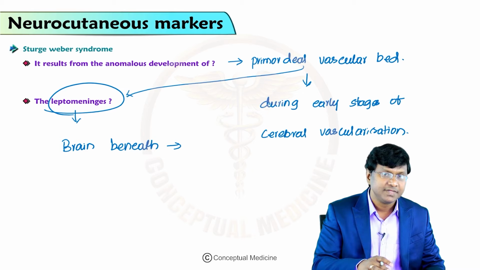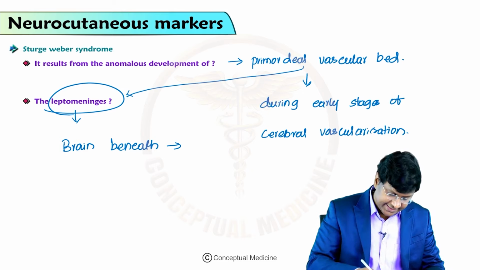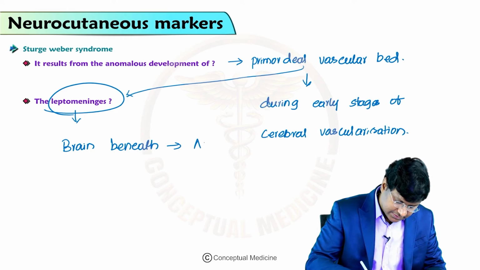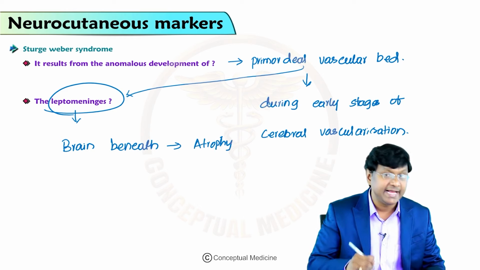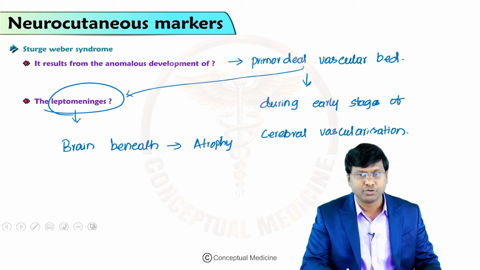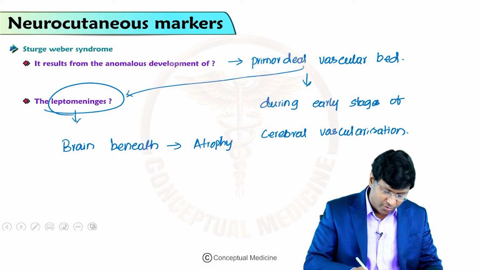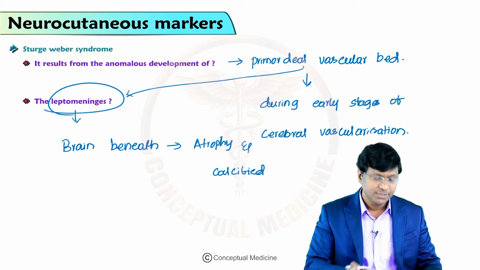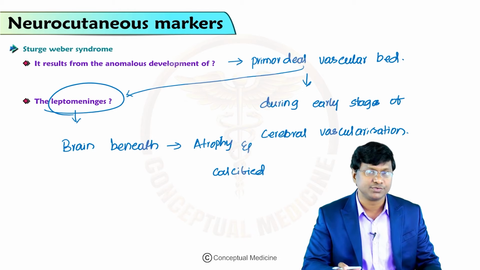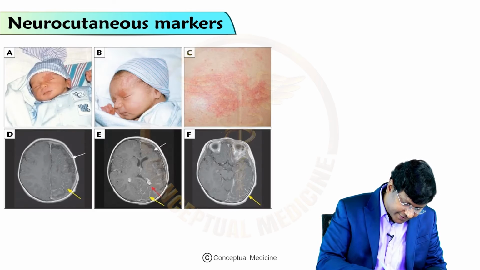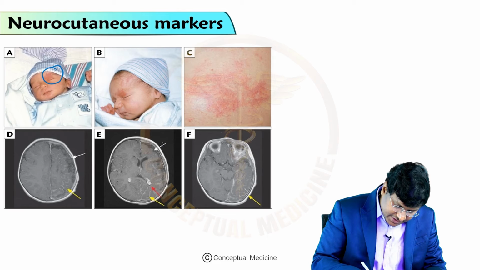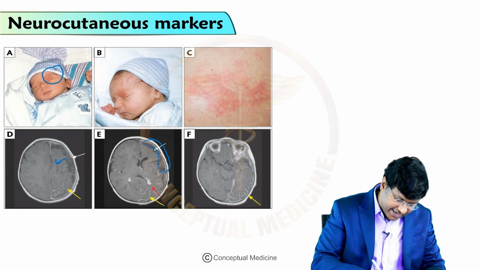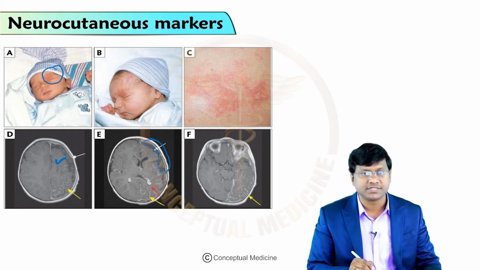And that vascular bed in the leptomeninges will cause the atrophy of the brain beneath, right? They will cause atrophy of the brain which is present beneath these leptomeninges. And not only atrophied, they are also calcified. Atrophied and calcified, that is what will happen in Sturge-Weber syndrome. And you have the presence of a characteristic nevus, and you can observe this is the vascular bed, and beneath that the brain gets atrophied. That is a characteristic feature in patients with Sturge-Weber syndrome.